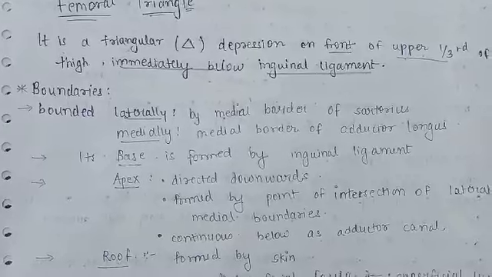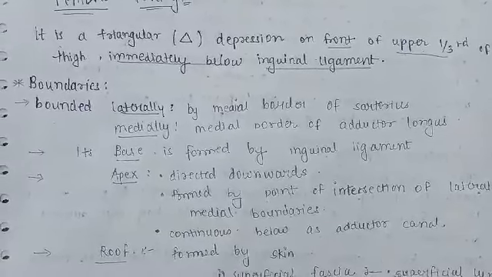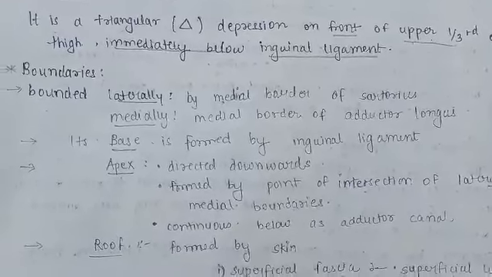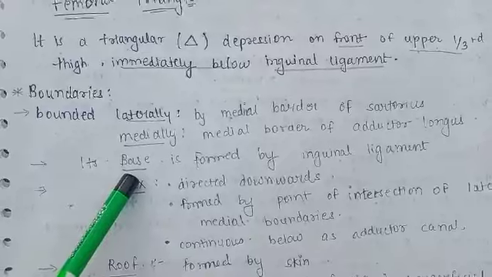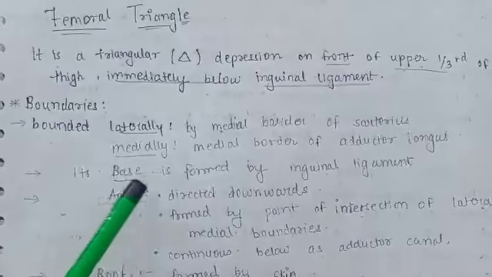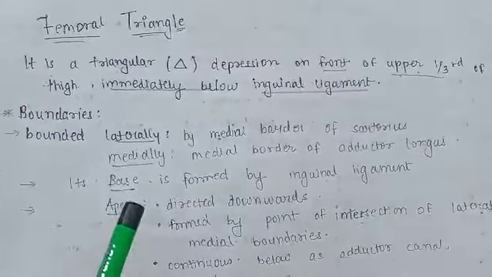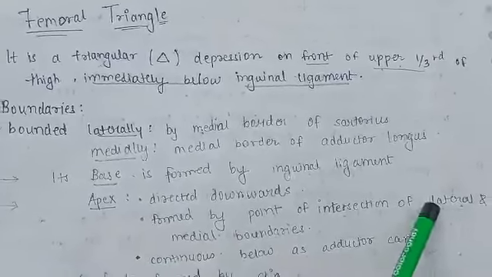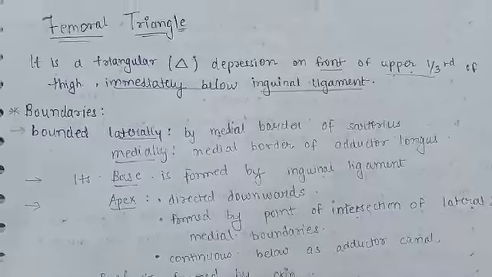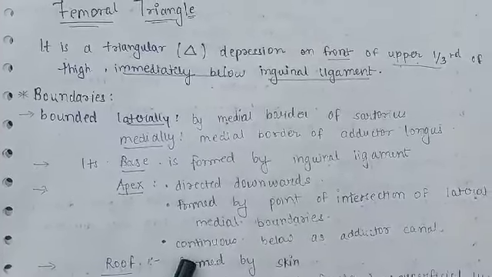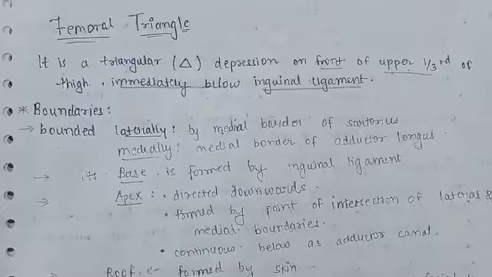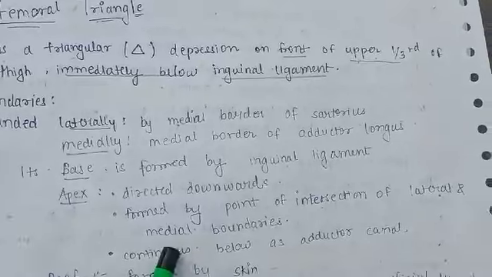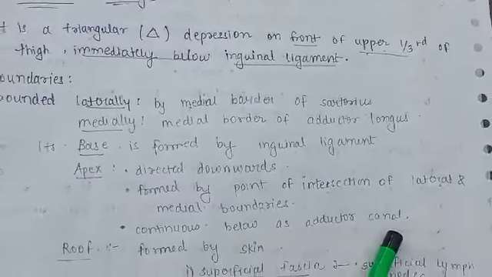Laterally, it is bound by the medial border of the sartorius muscle, and medially, it is bound by the medial border of the adductor longus. The base of the femoral triangle is formed by the inguinal ligament, whereas the apex is formed by the intersection of the two muscles from the lateral and the medial boundaries, which are the adductor longus and the sartorius.